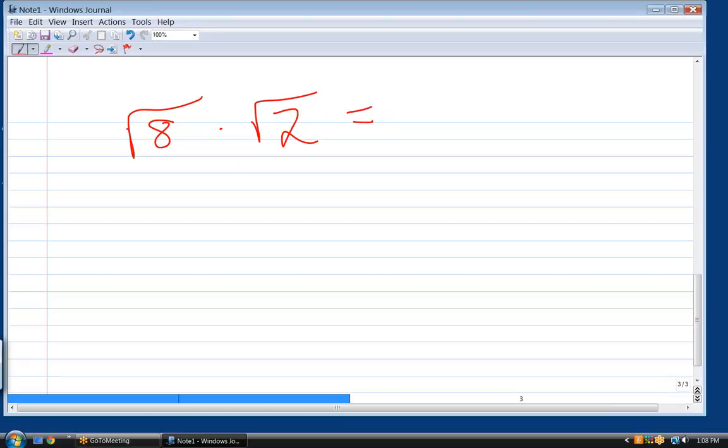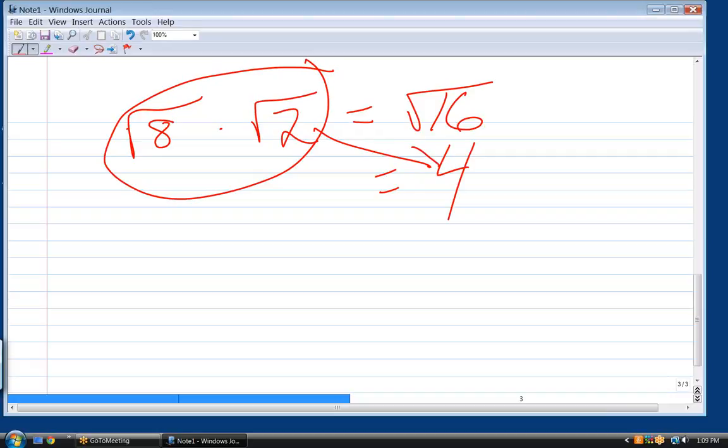Multiplication. So it would just be the square root of 8 times 2. Well, give me that number. 16. Square root. And what is the square root of 16? 4. Yeah. So this equals the number 4. Even though both of these are irrational numbers, you can multiply two irrational numbers together and get a rational or a whole number.